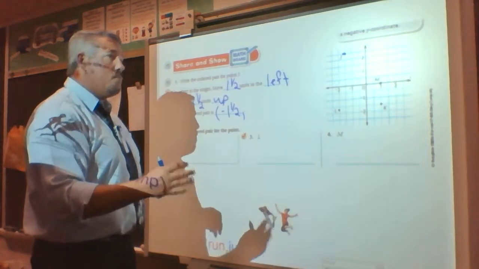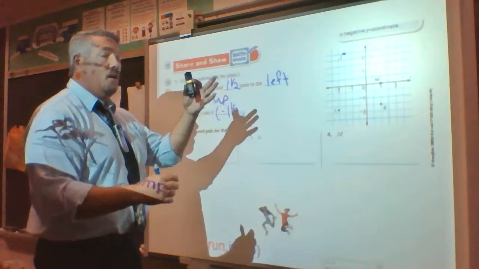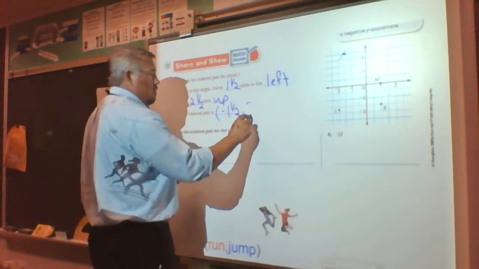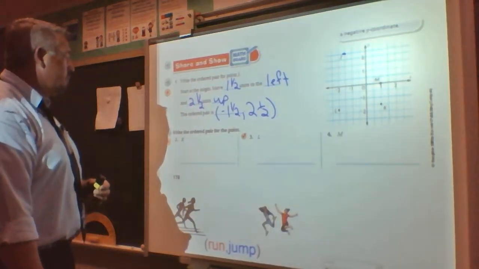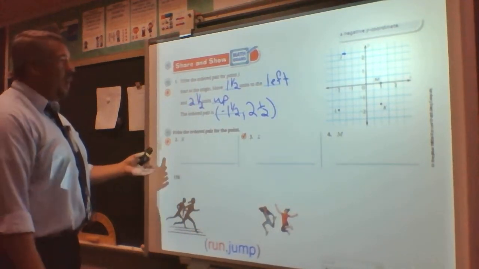Now on ordered pairs, my second one tells me I'm going up. That has to be my positive. So up 2.5 for my y. So write the ordered pair for k.